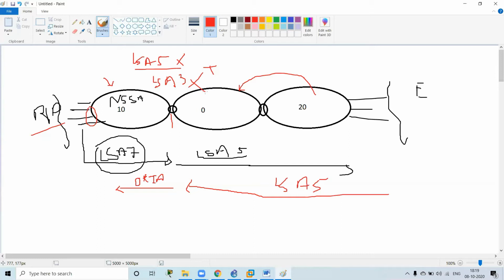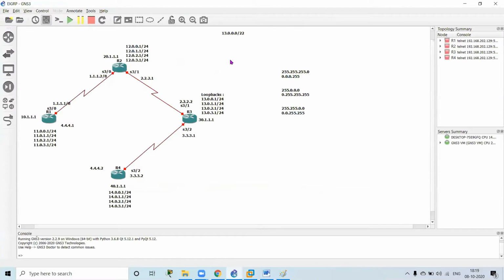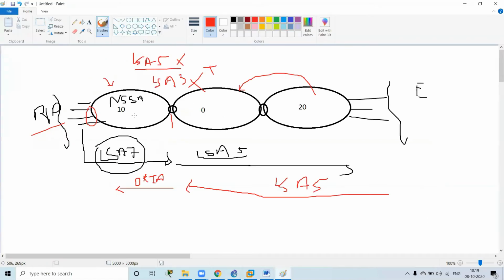Let's see the practical. Once we see it practically, you will understand things. But how is it different from the previous one? Previously, we were not able to make a stub area that was having an ASBR router. You cannot make an area with an ASBR router a stub area. With the help of NSSA, you can do this. Now both side routes are getting removed.